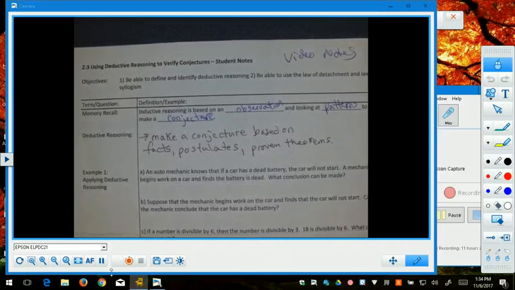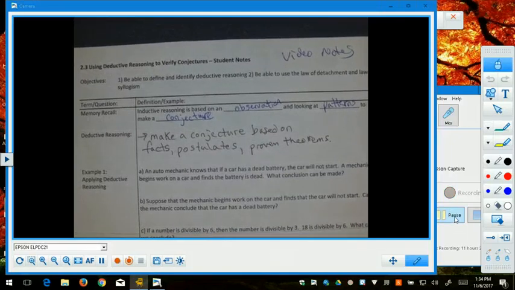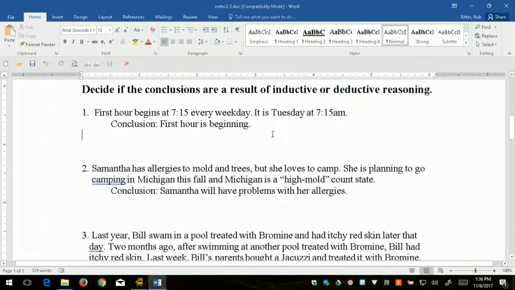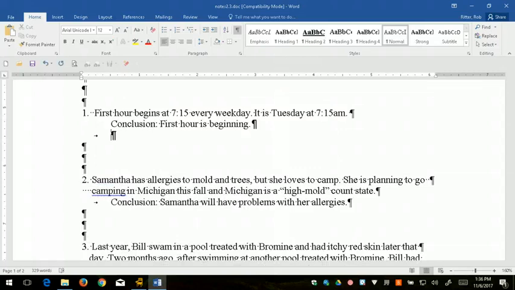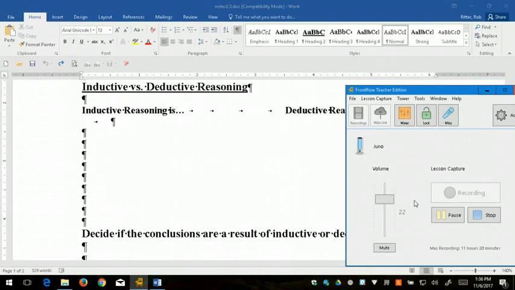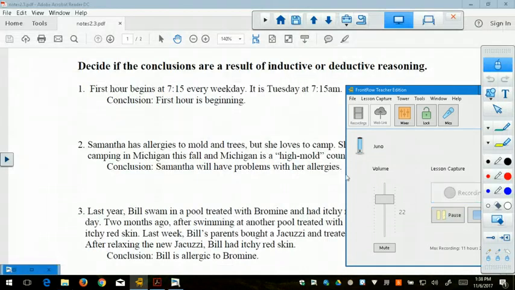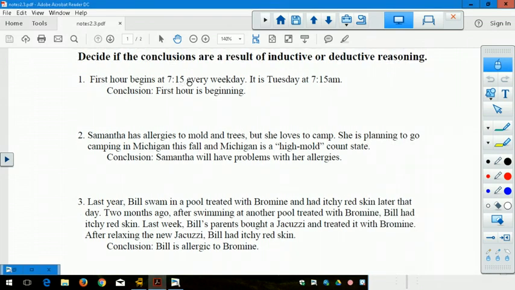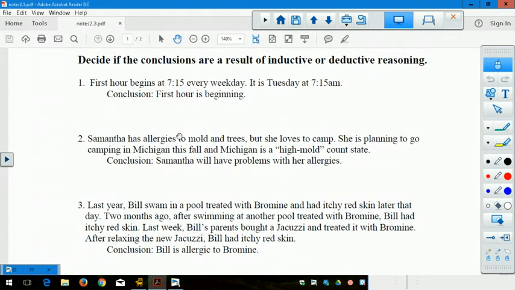Example 1. First, we're going to take a quick pause to look at the difference between inductive and deductive reasoning. Here's our slight detour, and it's not in your notes. That's okay. We're going to decide if these are inductive or deductive reasoning. First hour begins at 7:15 every weekday. It is Tuesday at 7:15 a.m. Conclusion, first hour's beginning. Did we draw conclusions based on observations or based on what we were told? Since the first problem here, first hour begins, is a fact, number 1 is deductive reasoning.